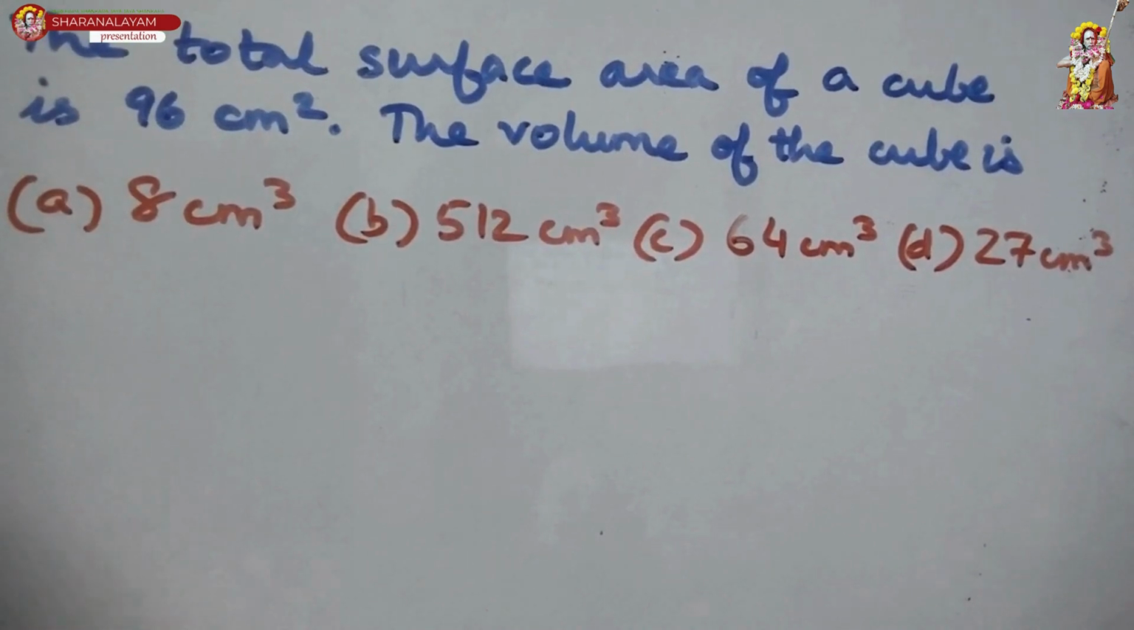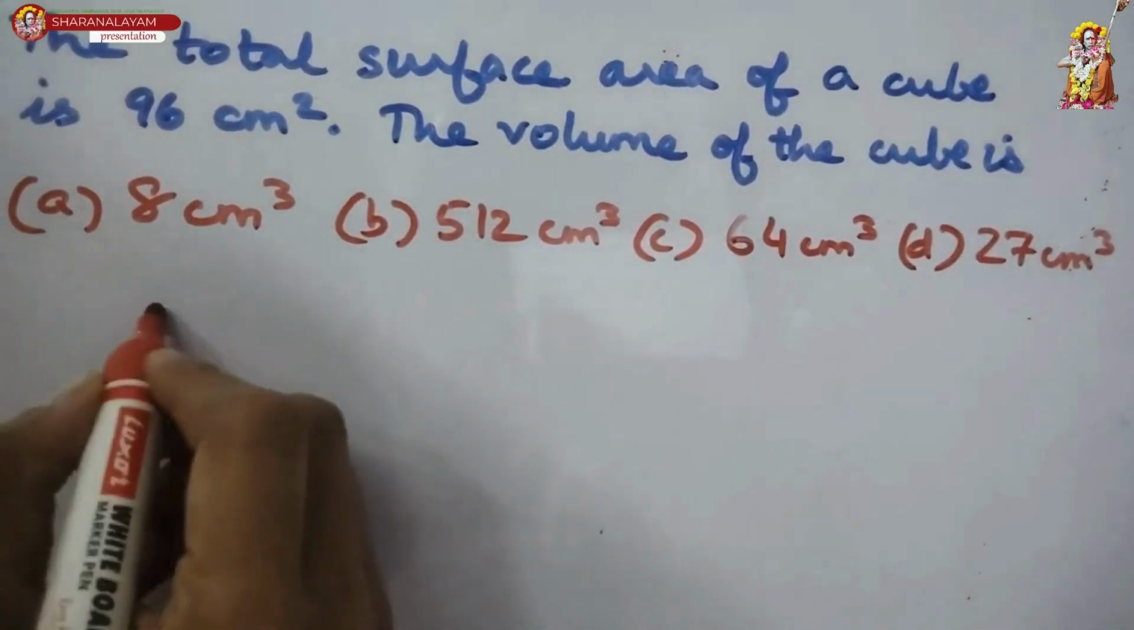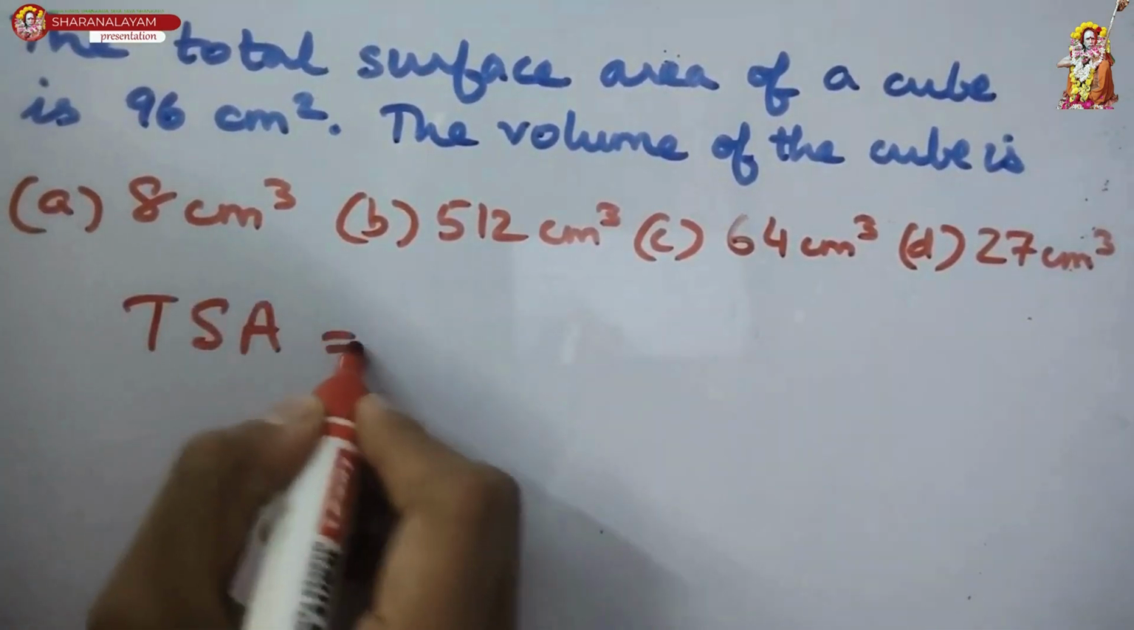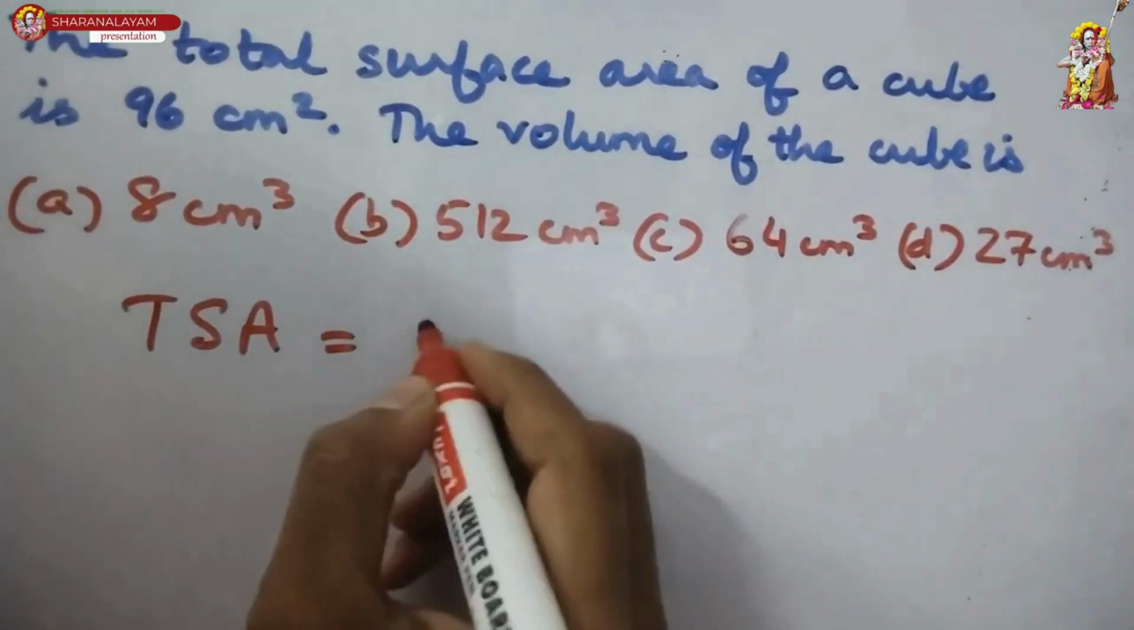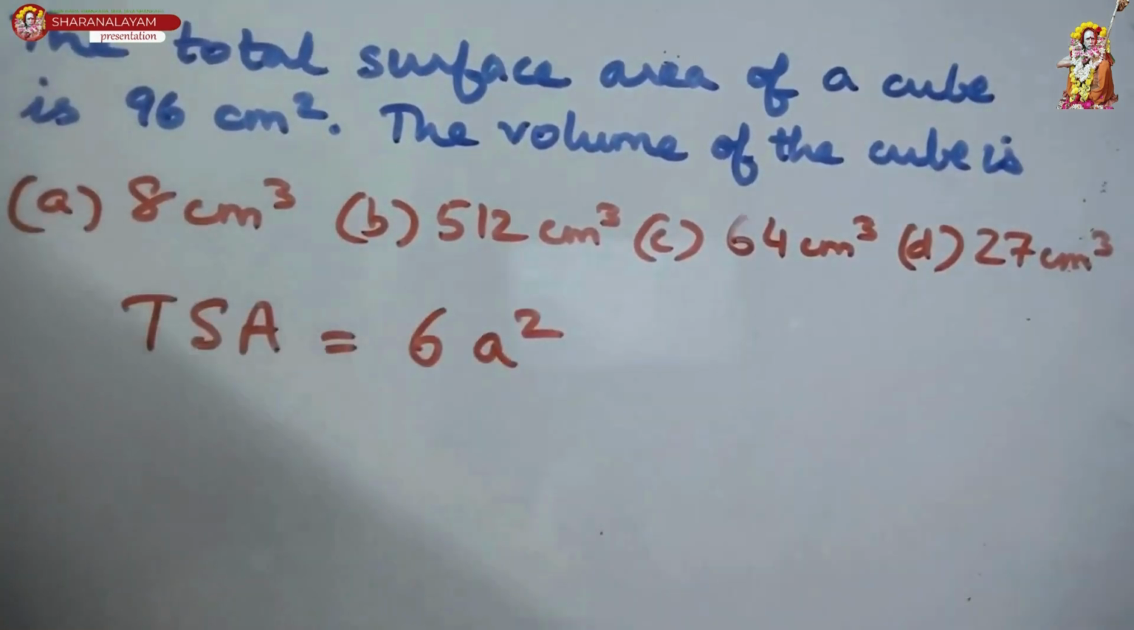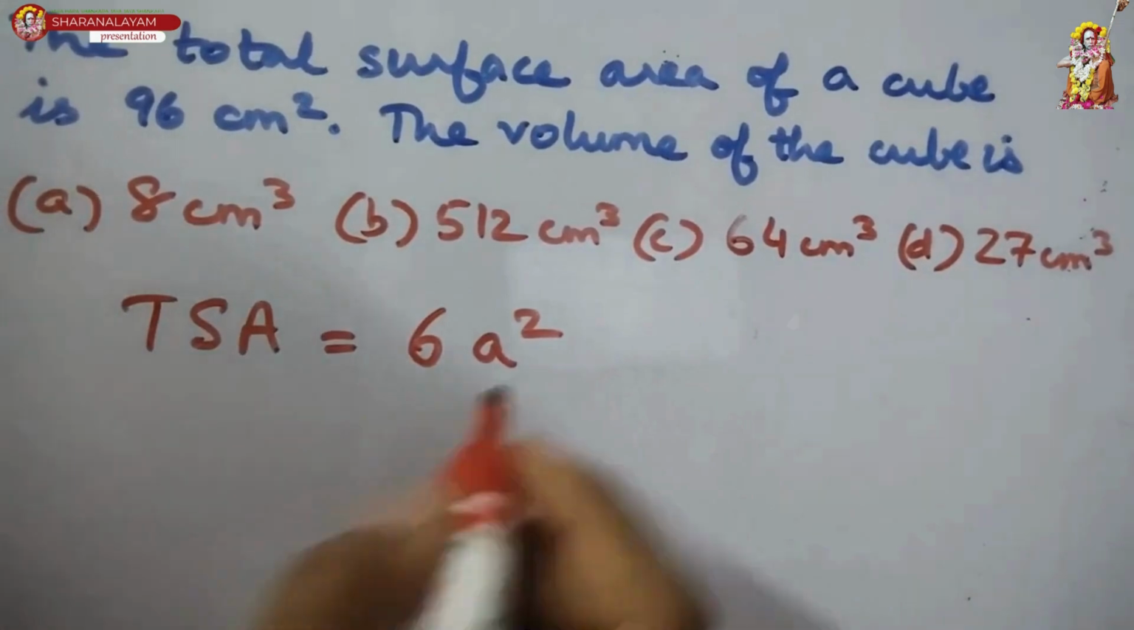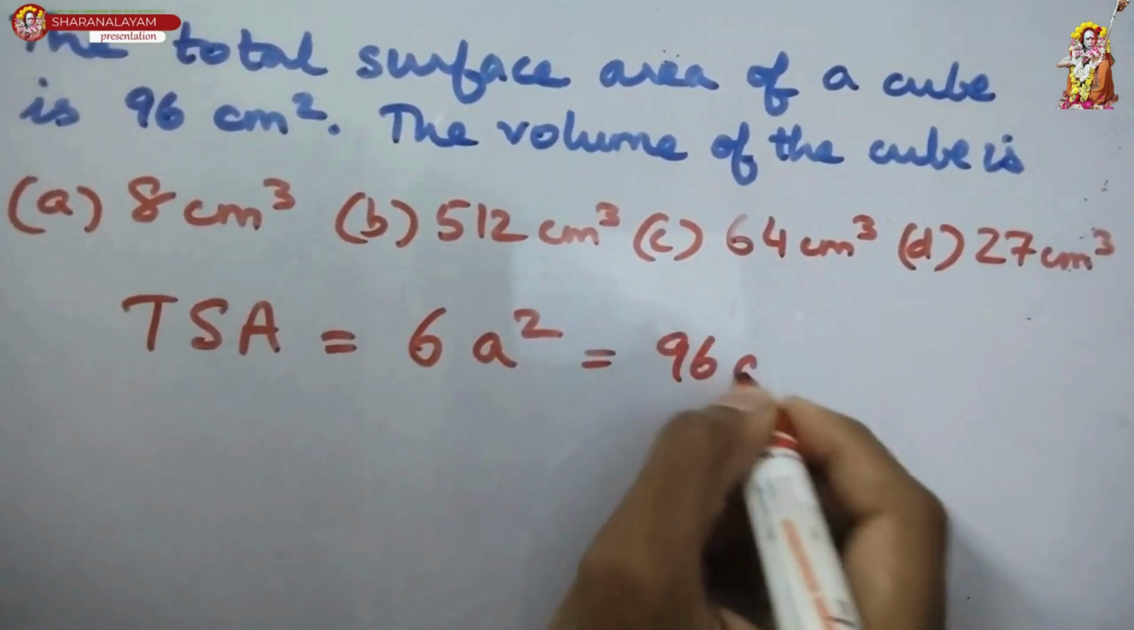Next one. The total surface area of a cube is 96 centimeter square. The volume of the cube is, you have 4 options. The first one, 8 centimeter cube. Next, 512 centimeter cube. Third, 64 centimeter cube. Last, 27 centimeter cube. So, how will we work it out? Now, we know total surface area, TSA of a cube, is 6a square, where a is the side length. Correct? So, here they have given it as 96 centimeter square.